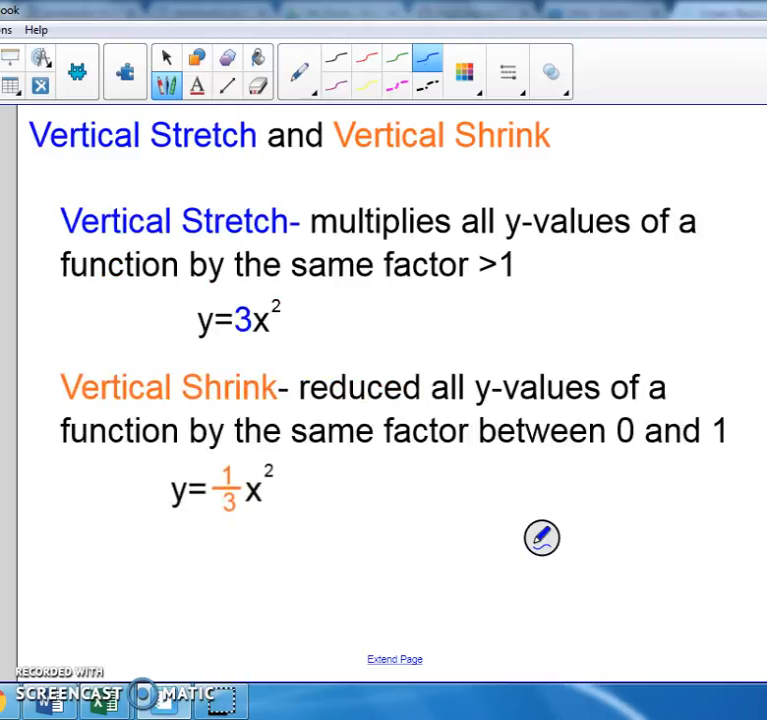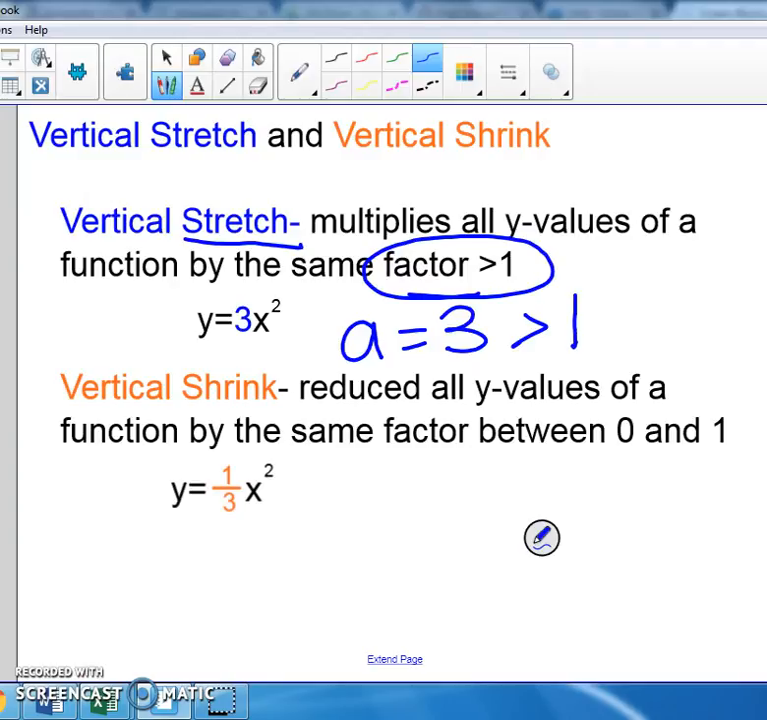So a vertical stretch multiplies all of our y values of a function by the same factor that is greater than 1. So we stretch when the number is greater than 1. In an example, we have y is equal to 3 times x squared. Here our a value is equal to 3, which is greater than 1, so we are going to be stretching.